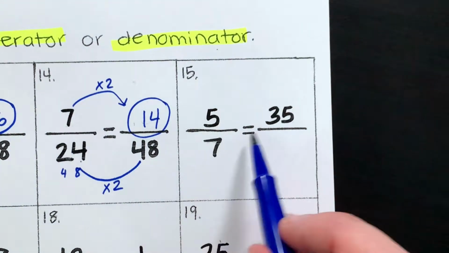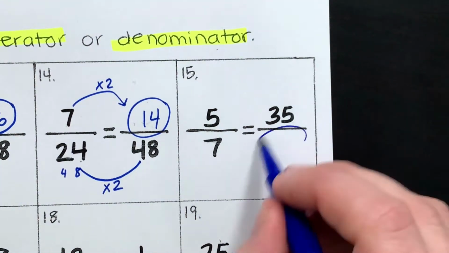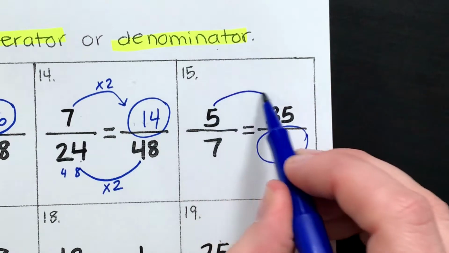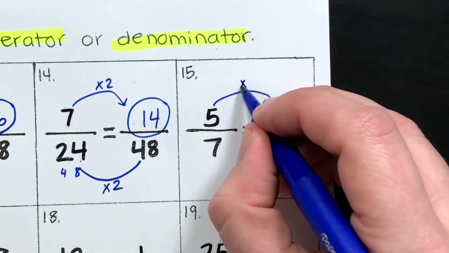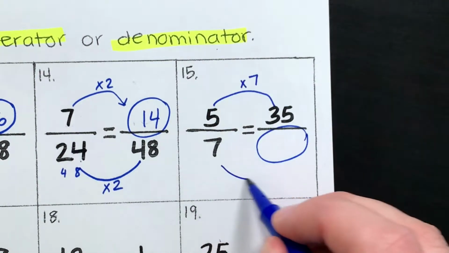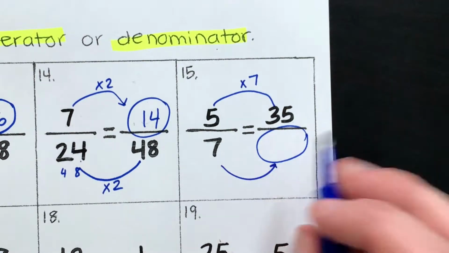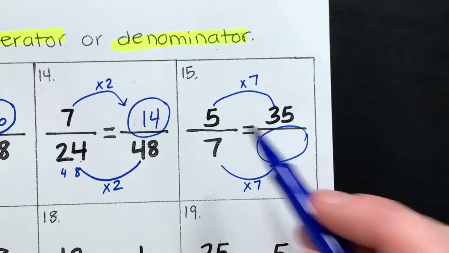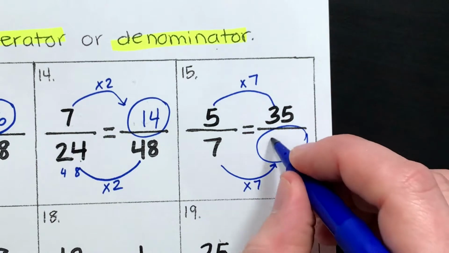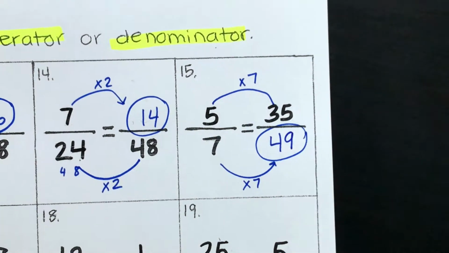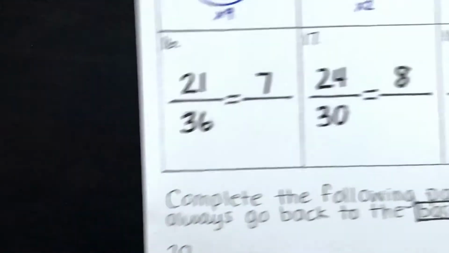Okay, 5/7 is equal to 35 over blank. So the connection between 5 and 35 is multiply by 7. The connection between 7 and blank is also multiplying by 7. 7 times 7 is 49. So 49 is our mystery number.